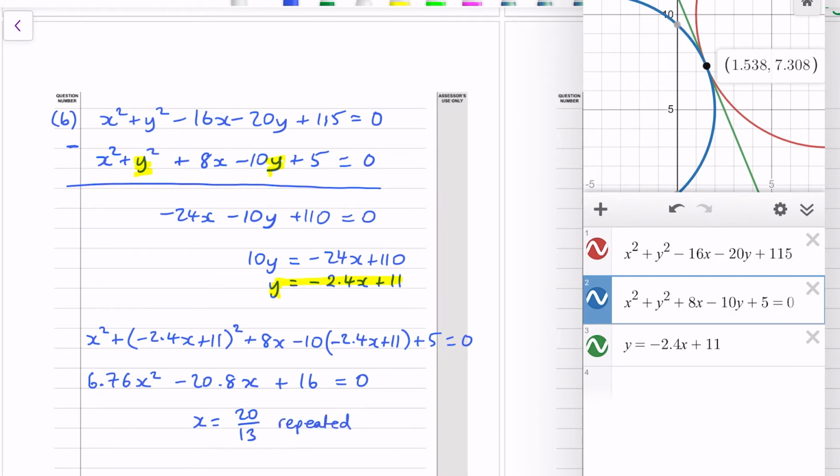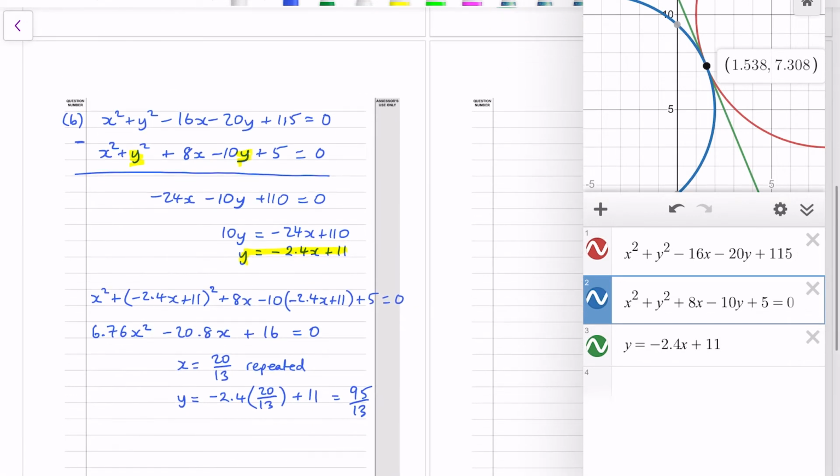Okay, there's only one solution, and then we can find the y value by using any of the two equations up there, but probably the yellow equation's nicest because it's a linear equation. Minus 2.4 times 20 over 13 plus 11. And that gives me 95 over 13. And 95 over 13 is 7.307, so it matches my picture. Okay, so that's the point of intersection. There is only one, so it must be that.